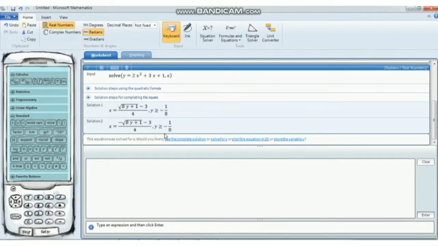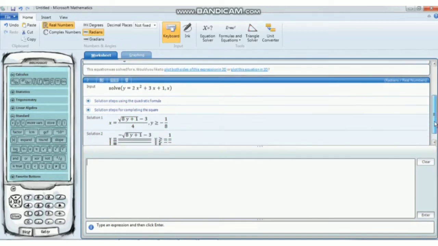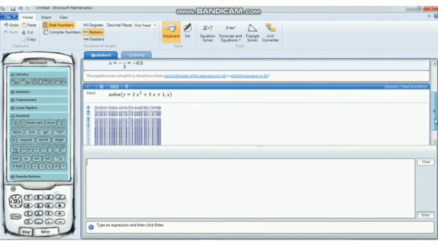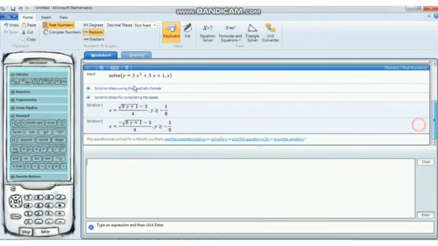There are 2 solutions of each quadratic equation. This is the solution 1 from the second quadratic equation.